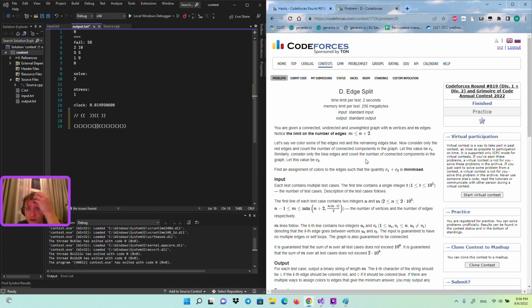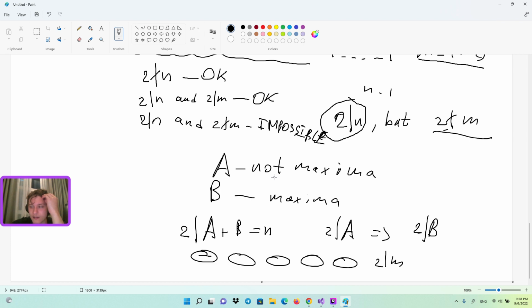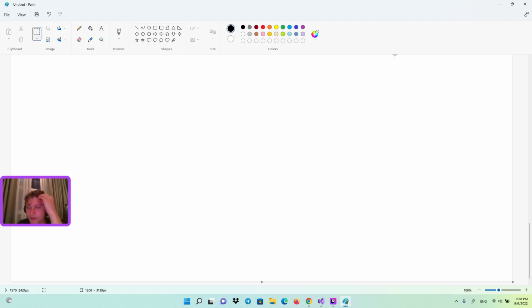And we want to color all these edges so that the total number of red connected components and blue connected components is minimized. They state that this number cannot be less than 2n minus m. What I mean is, if you have 0 edges, then you have 2n components because you have n red components because there are no edges, and you have n blue components because there are no edges.